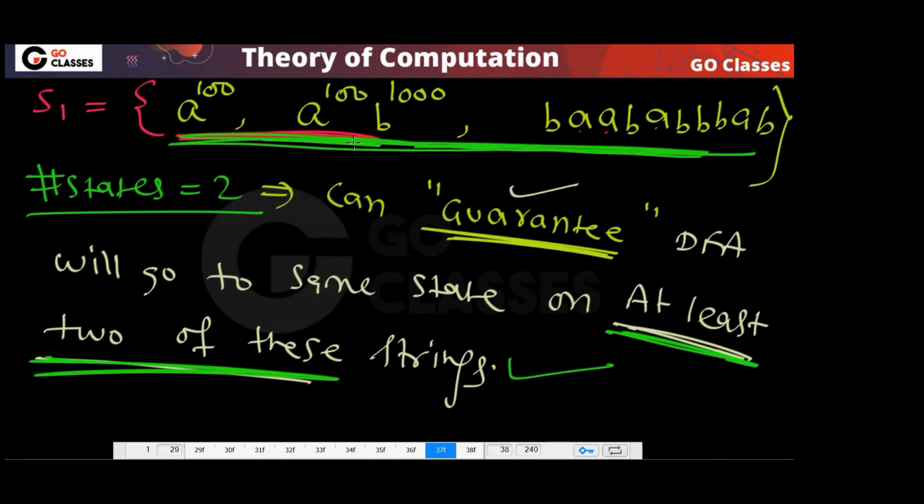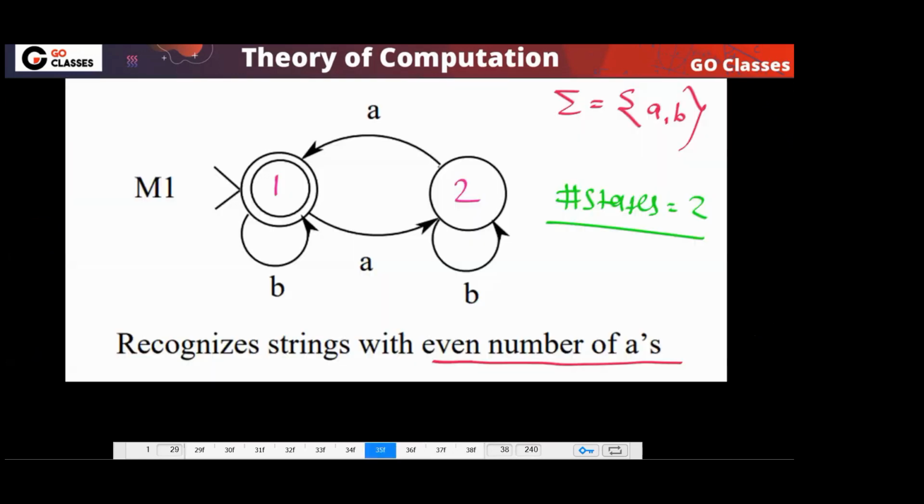Okay, all of them will go to same state. But my interest is at least 2. Okay, all of them same state. On all of them you will go to same state. Okay, but we only want at least 2. Okay, now you can notice. So this is the idea.